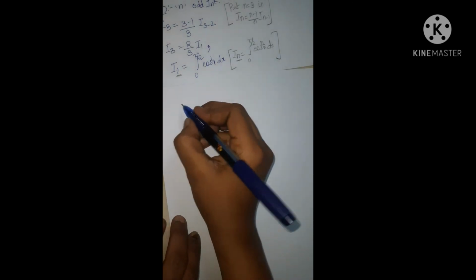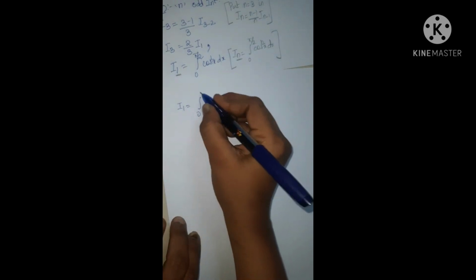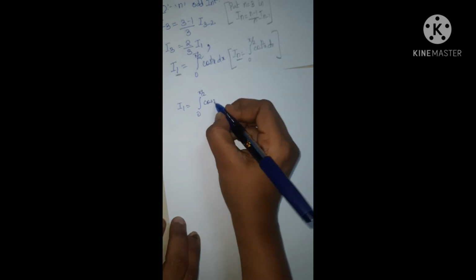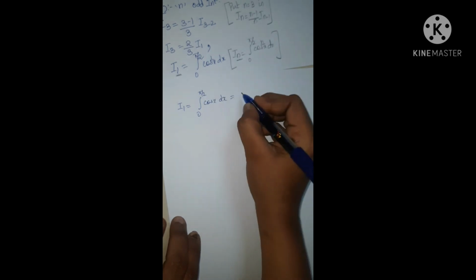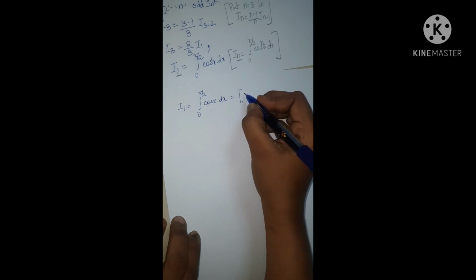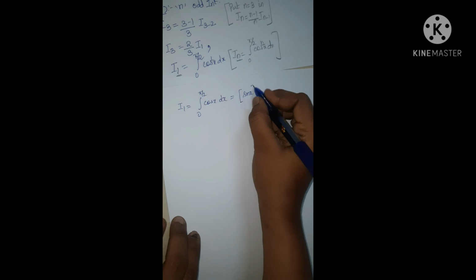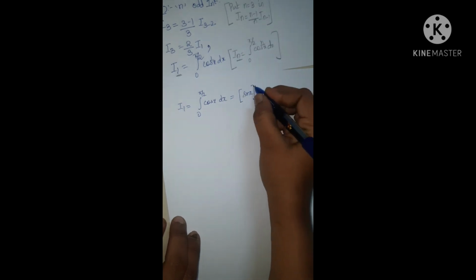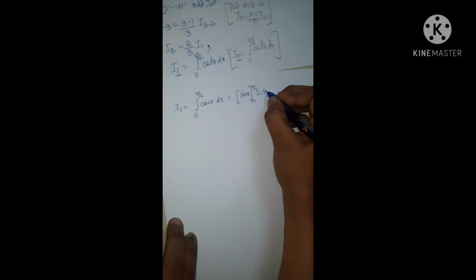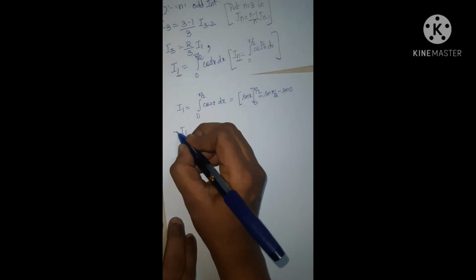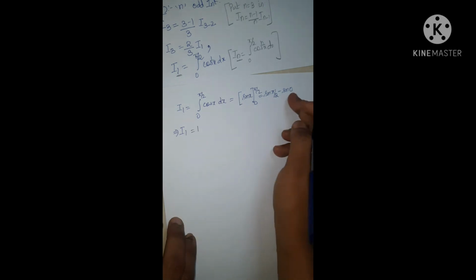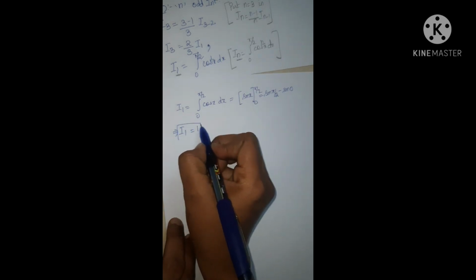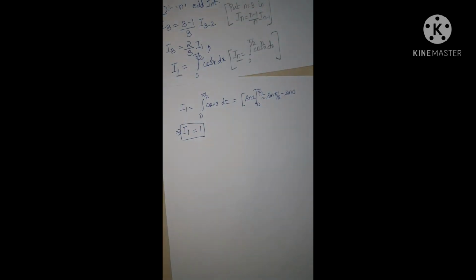Now this gives us I 1 is equal to integral 0 to pi by 2 cos x dx, where the integral of cos x is sin x. The integral is done. With the limits 0 to pi by 2, using the definite integral, it is sin pi by 2 for the upper limit minus the lower limit. Sin pi by 2 is 1 and sin 0 is 0. So we have found the I 1 value as 1.